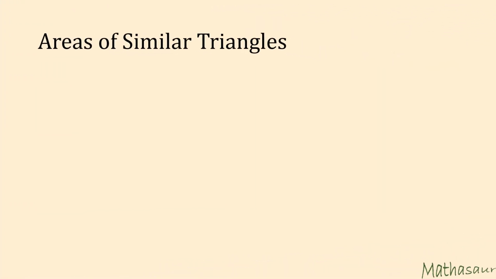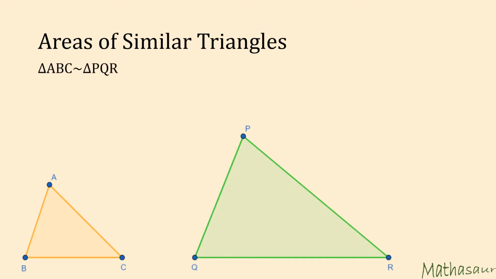Today, let us look at areas of similar triangles. Let us take two similar triangles ABC and PQR. Now, in order to find the areas of these triangles, let us drop the perpendiculars, AM for triangle ABC and PN for the triangle PQR.